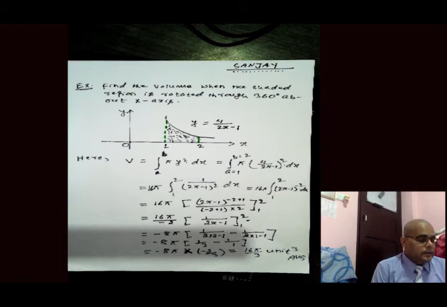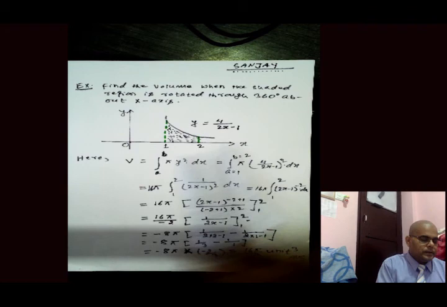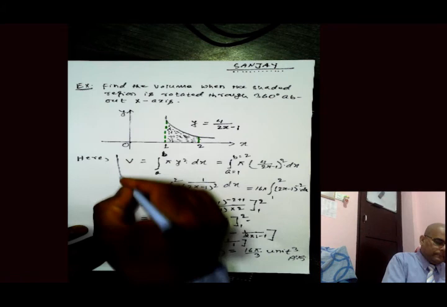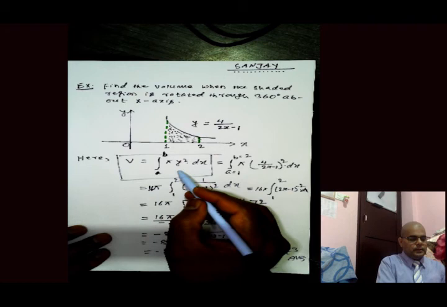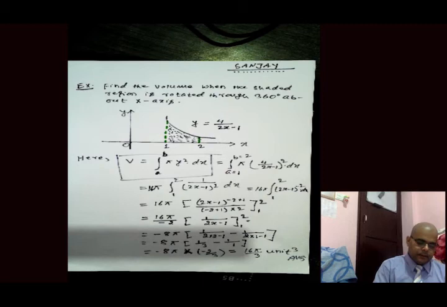So let's have a look at this example. This example states: find the volume when the shaded region is rotated through 360 degrees about the x-axis. You can see in this figure that it is given between x equals 1 and x equals 2, and the function is this. Do the same procedure; the general formula that we now remember to find the volume is like this. Then in place of y, we have 4 by 2x minus 1. So we put 4 by 2x minus 1, then simplify it so that it will be in integrable form. And after integration, the answer is 16 pi by 3 cubic units.